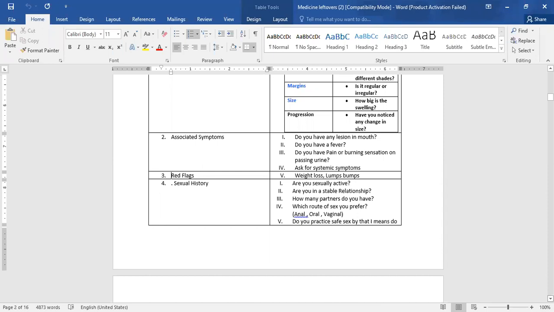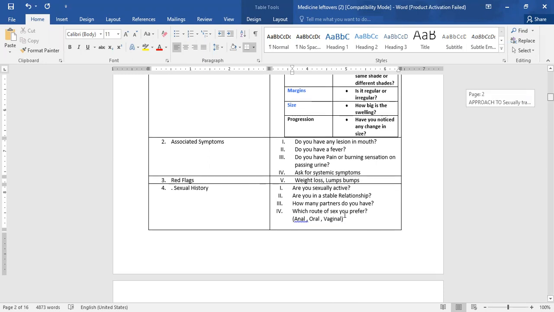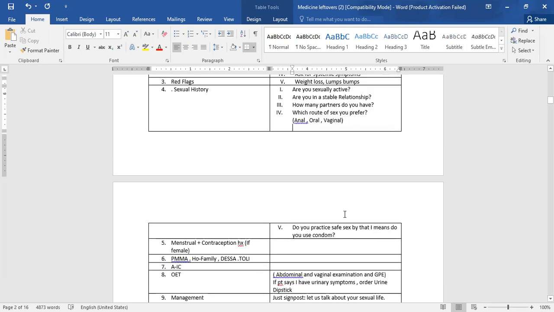Okay, so how many partners do you have? And what route of sex do you prefer? And is your partner male or female? This question is also very important. Is your partner male or female? And then ask, if she or he mentions that my partner is, for example, lesbian or gay, you need to ask, do you use toys? And then ask, do you practice safe sex? By that I mean, do you use condoms?